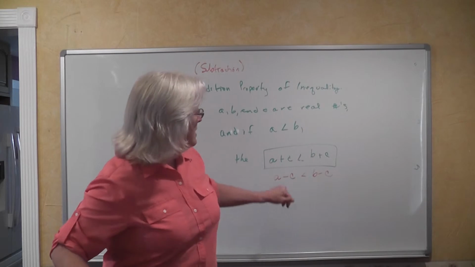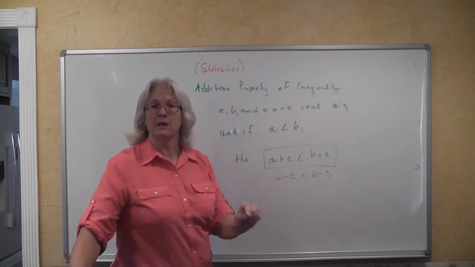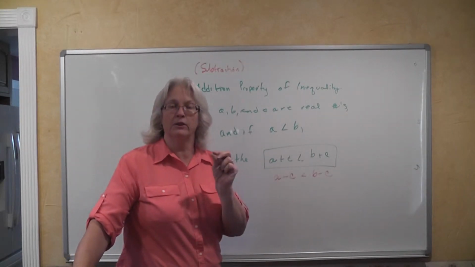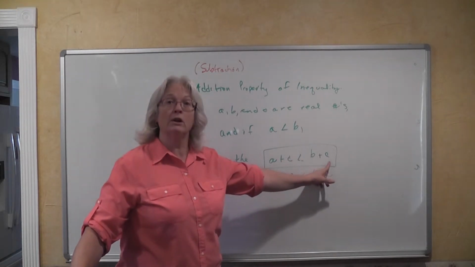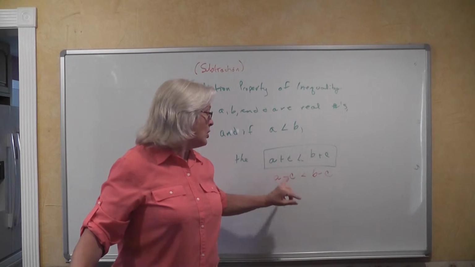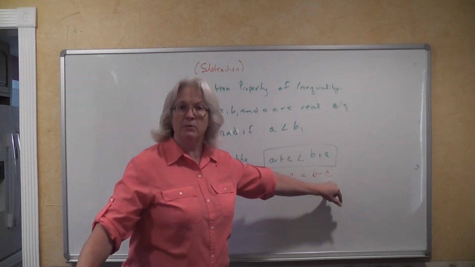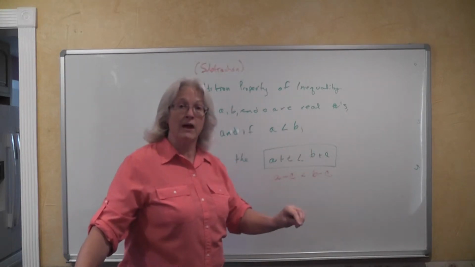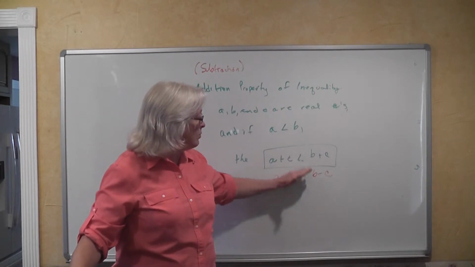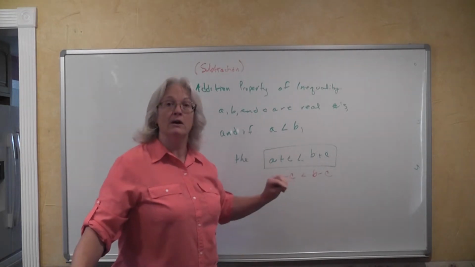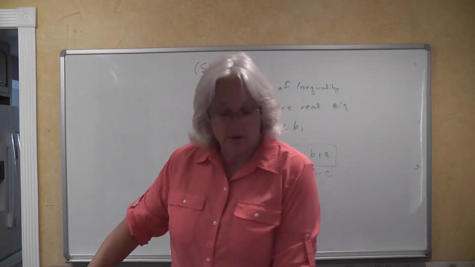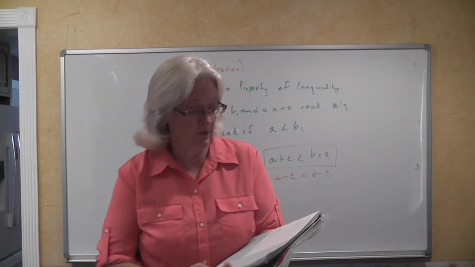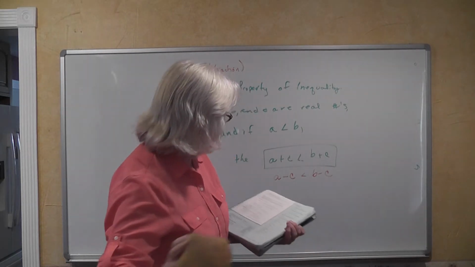If you have an inequality, you have the truth of the statement that you can add the same quantity to both sides of that inequality, or you may subtract the same thing from both sides of that inequality, and the inequality itself is still true. So that's what 5.2 is about. It's very, very, very straightforward.